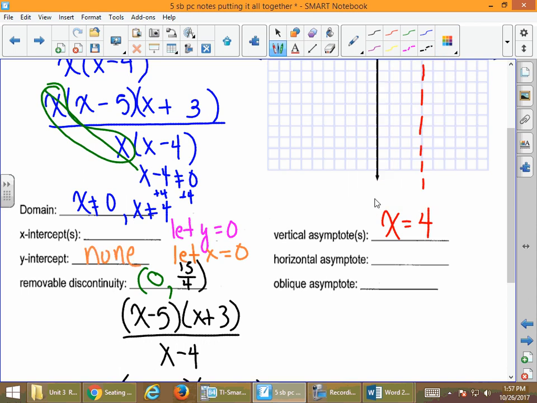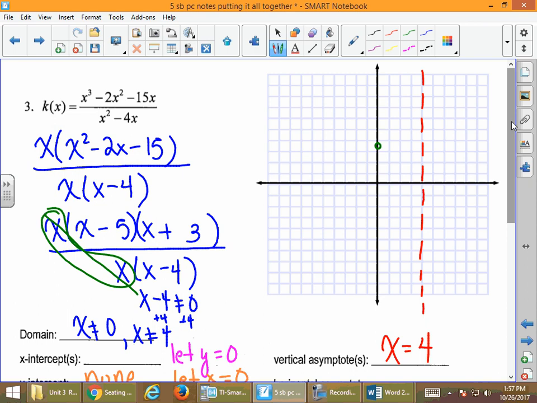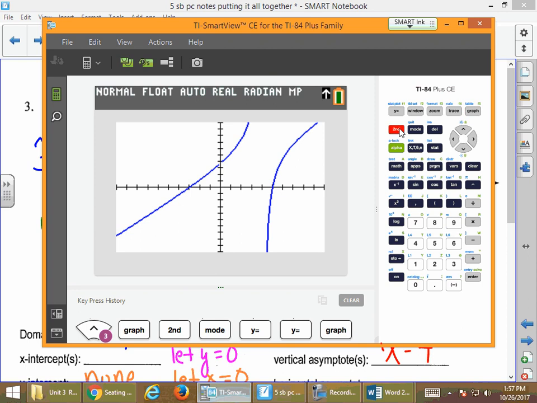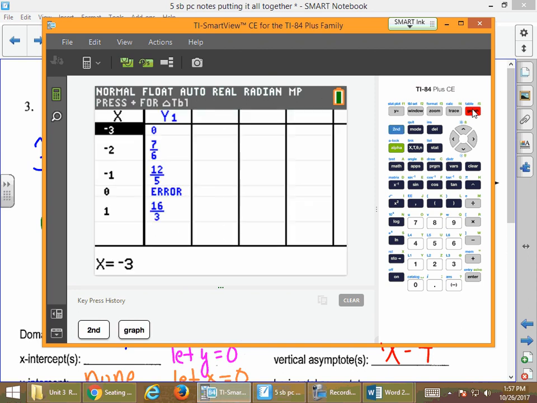Once again, notice where we put that open green circle. It's open. Open means not included. We don't have one. If you go to your calculator and you look at the table, at 0, what do you see? You see error. When x equals 0, we have an error. There's another hint that either there's a vertical asymptote there, or we have a removable discontinuity there.